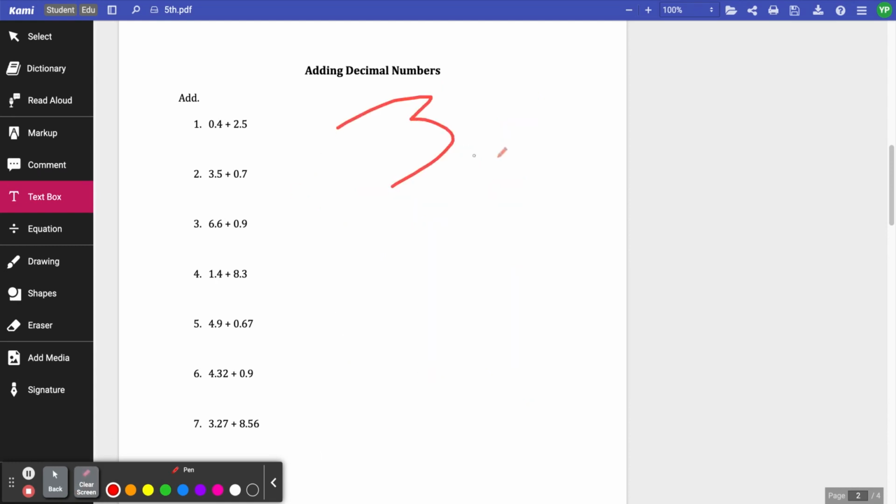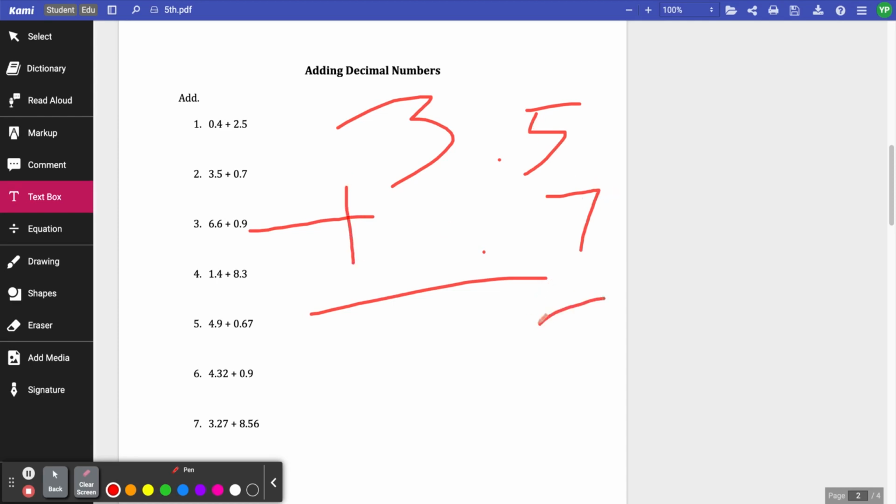Number 2, so it's going to be 3.5 plus 0.7. Remember, line up the decimals. 7 plus 5 is 12, so you move on here. 1 plus 0 is 1. 1 plus 3 is 4, and then you bring down the decimal straight down, so it's going to be 4.3.